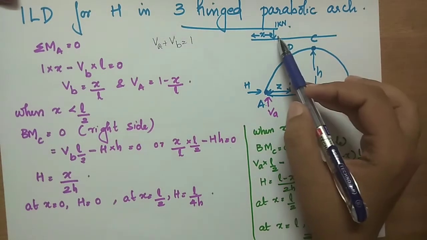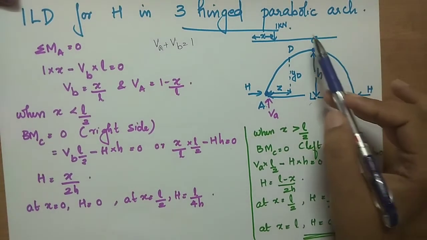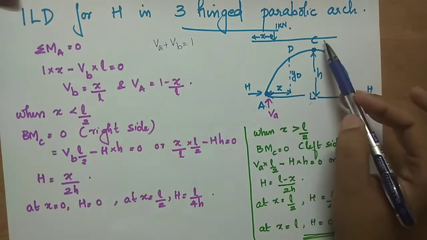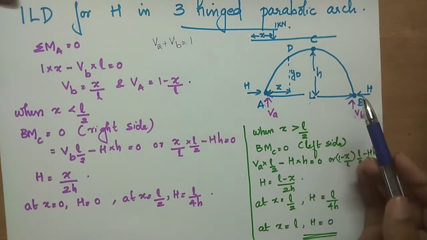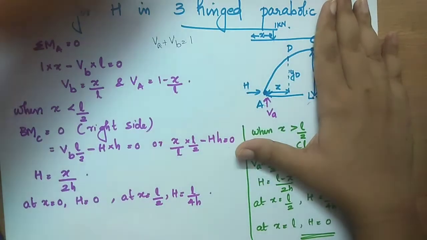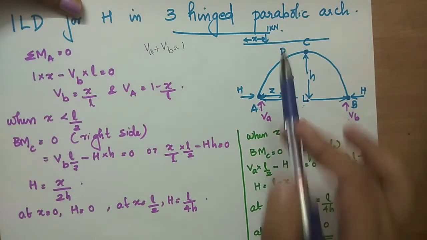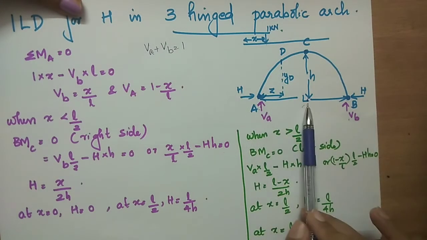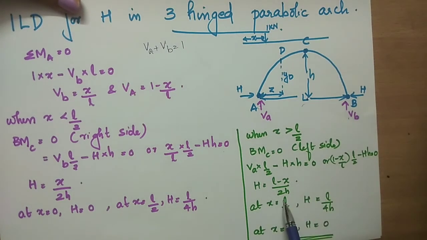Now, suppose this 1 kilonewton has crossed the half portion. It is on the other side. When x is greater than L by 2, that is, the unit load is on the other portion of arch, to the right portion. In that case, bending moment will be VA into L by 2 minus H into h. This 1 kilonewton is not there right now, it is on the other side. In that case, the bending moment is VA into L by 2 minus H into h is equal to 0, from which we get the value of H as L minus x by 2h.